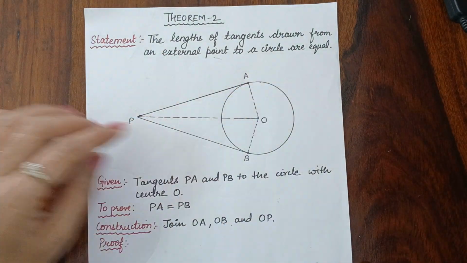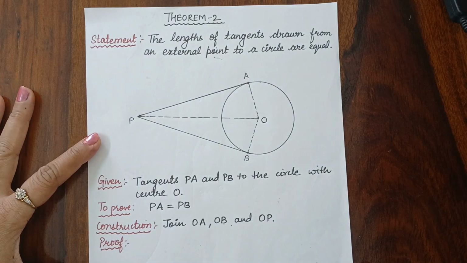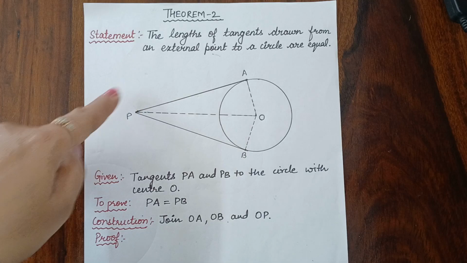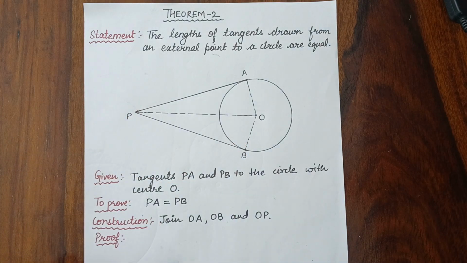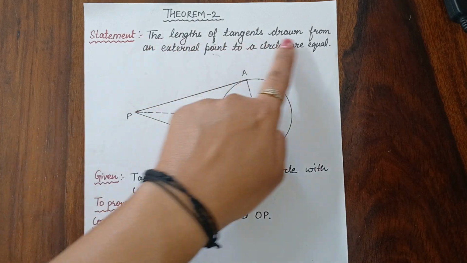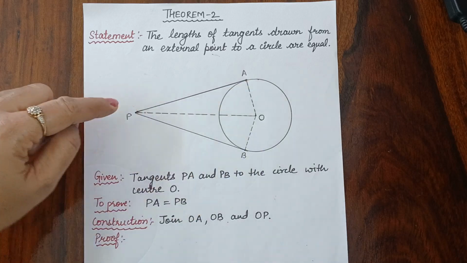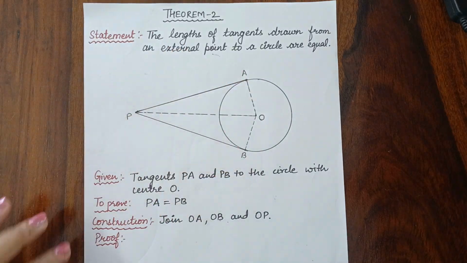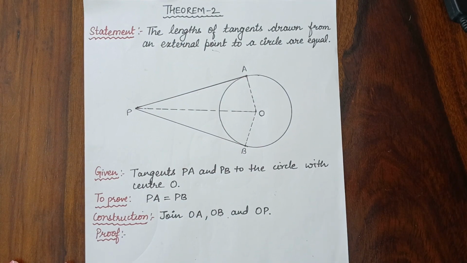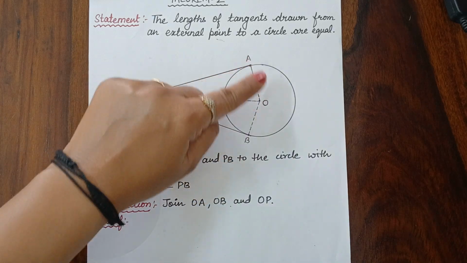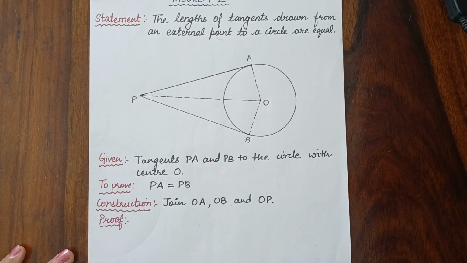Statement: the lengths of the tangents drawn from an external point to a circle are equal. So what is given to us? Tangents PA and PB to the circle with center O. We need to prove that their lengths are equal. That only we need to prove. The lengths of tangents drawn from an external point P to a circle are equal. We need to prove that PA is equal to PB. Construction: we need to join OA, OB and OP.